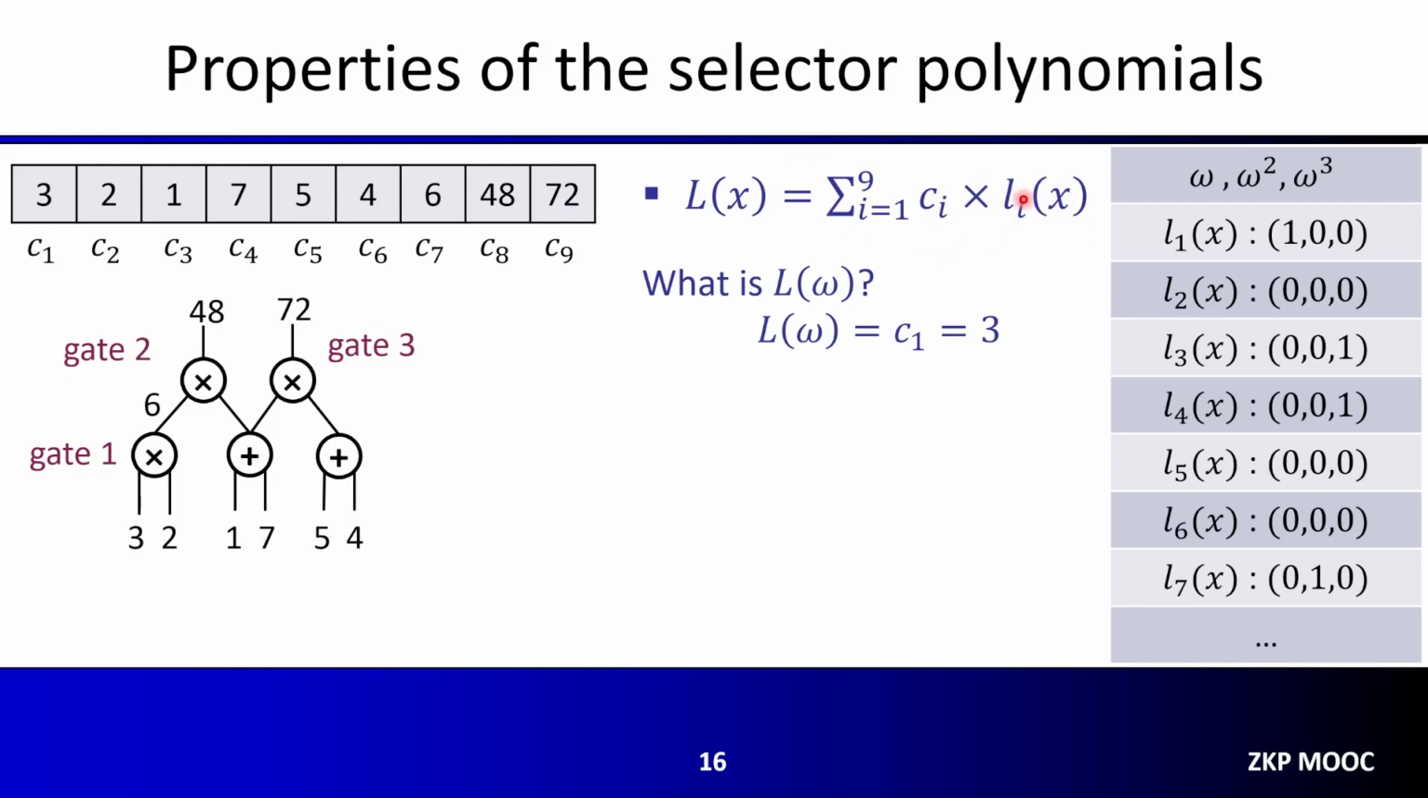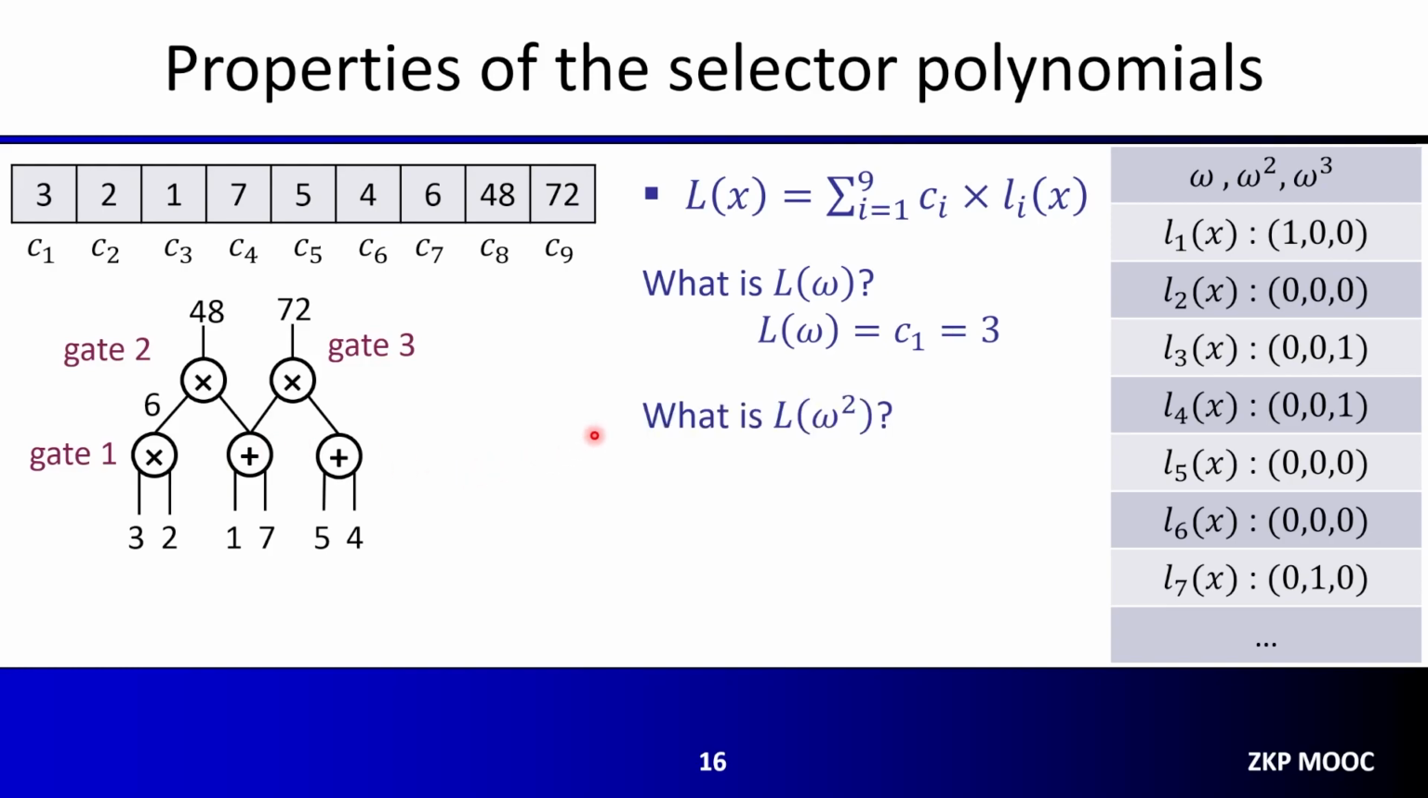That is C1 times L1 omega. That equals C1 itself, which equals 3. All other values will become 0 because of the evaluations of these Lix at omega. So in this way, we are selecting C1 out of this big summation when evaluating L of x at omega. And then what is C1? It's essentially the left input of this multiplication gate 1. Right? So because of that, the property of this capital Lx is selecting the left input of gate 1 when evaluated at omega.